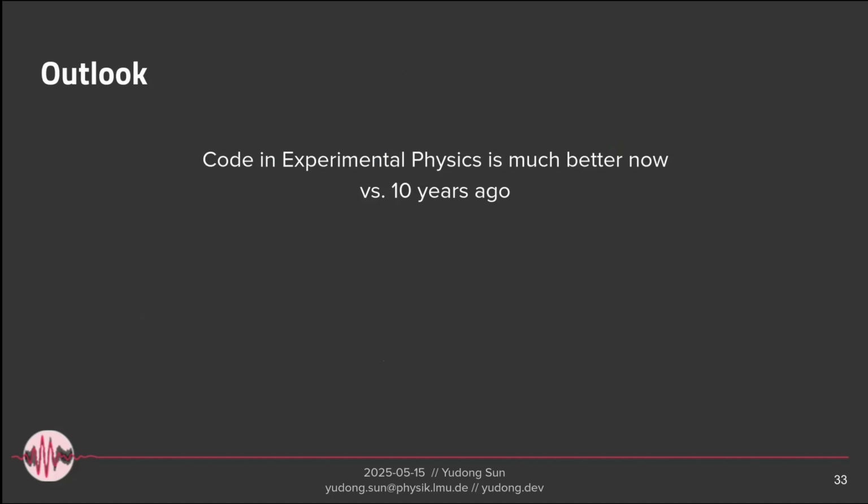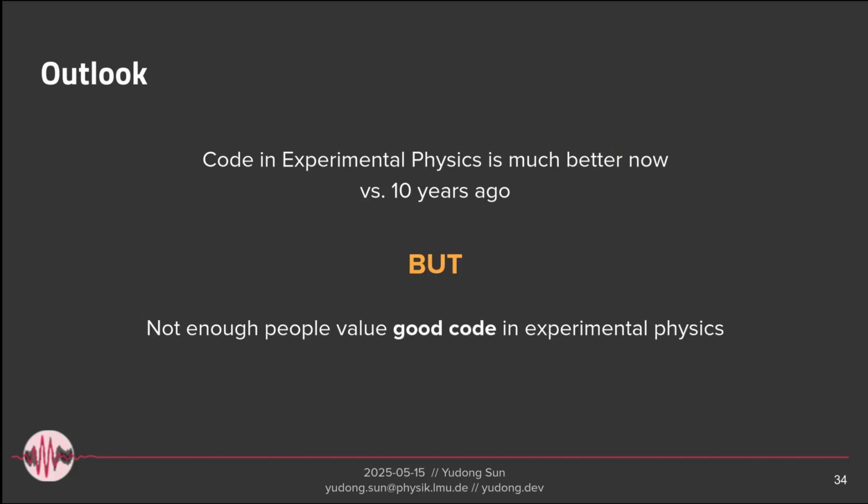And what is the outlook? Or rather, what do I think? So I think code in experimental physics is much better now compared to 10 years ago. I've seen some of the code written back then. It was really not the prettiest, but right now I think people are kind of getting more sensitive to this topic, and really putting in some effort into making code that's actually more sustainable. But the problem is not enough people in our field value good code in experimental physics.